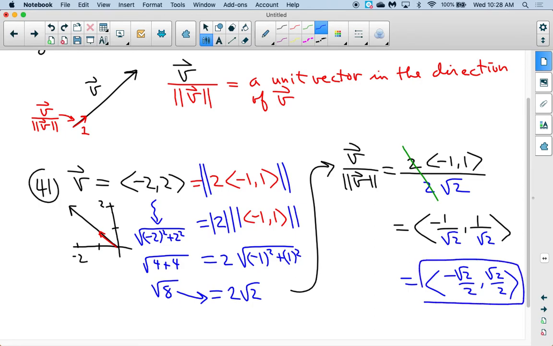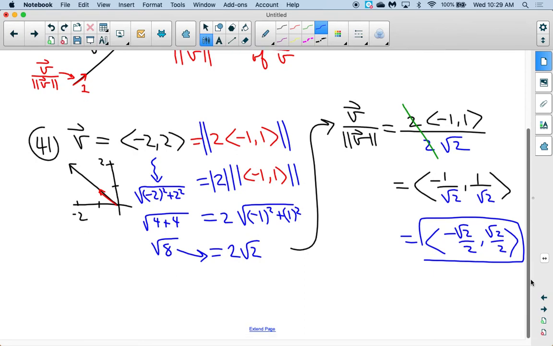Now, I won't take the time to do it, but you could check to see that this was actually pointing in the same direction as the original. Notice that the tan ratio of our guy here is negative 1. The magnitude, you could check to see that it's actually 1. You can do that. I'm not going to do it. Oh, heck, I'll do it.